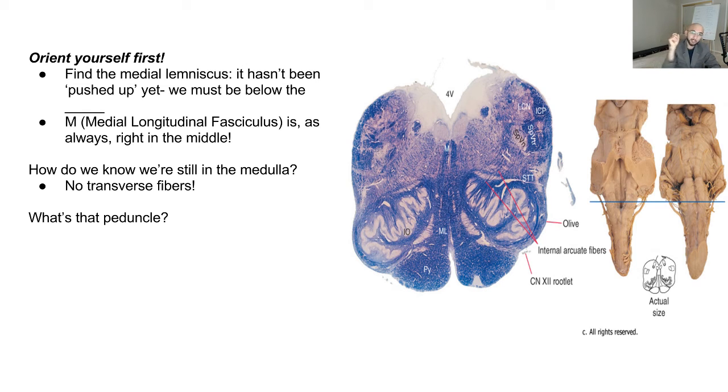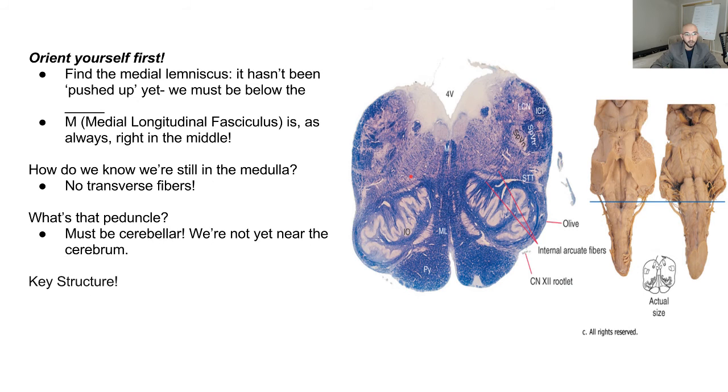Because we're not anywhere near the cortex. The cortex is all the way up here. We can't even see it. It's above these colliculi here, right? And we're all the way down here. But we know that this flat surface is here as a result of us having cut off the cerebellum. So what we might be getting into at this level is the inferior cerebellar peduncle. All right? Good job.